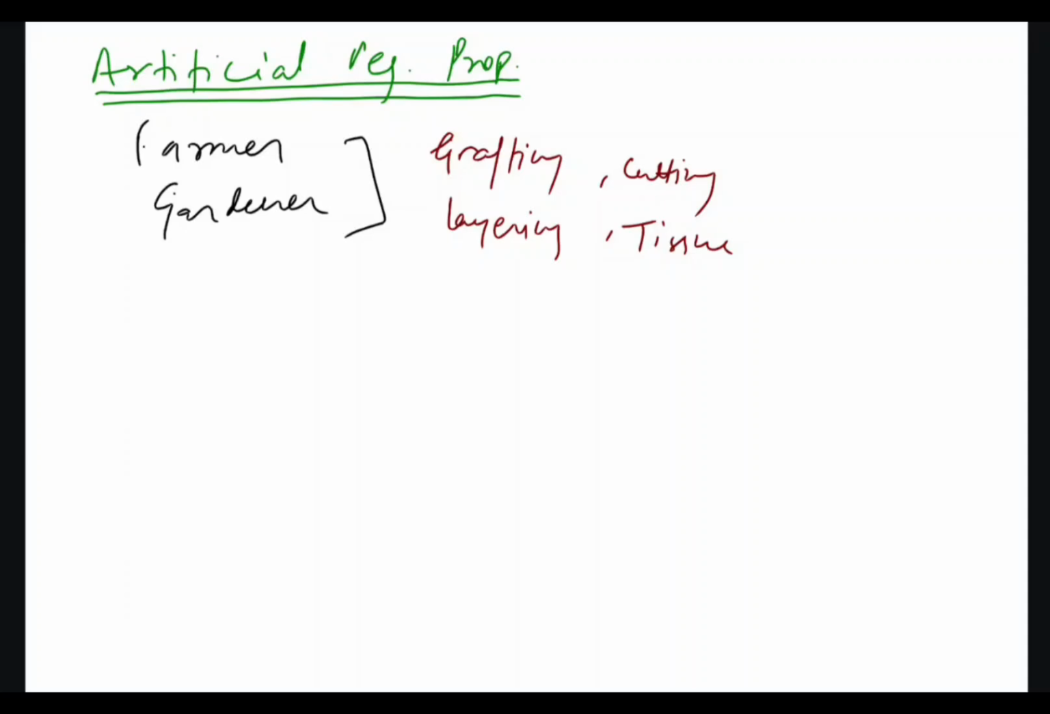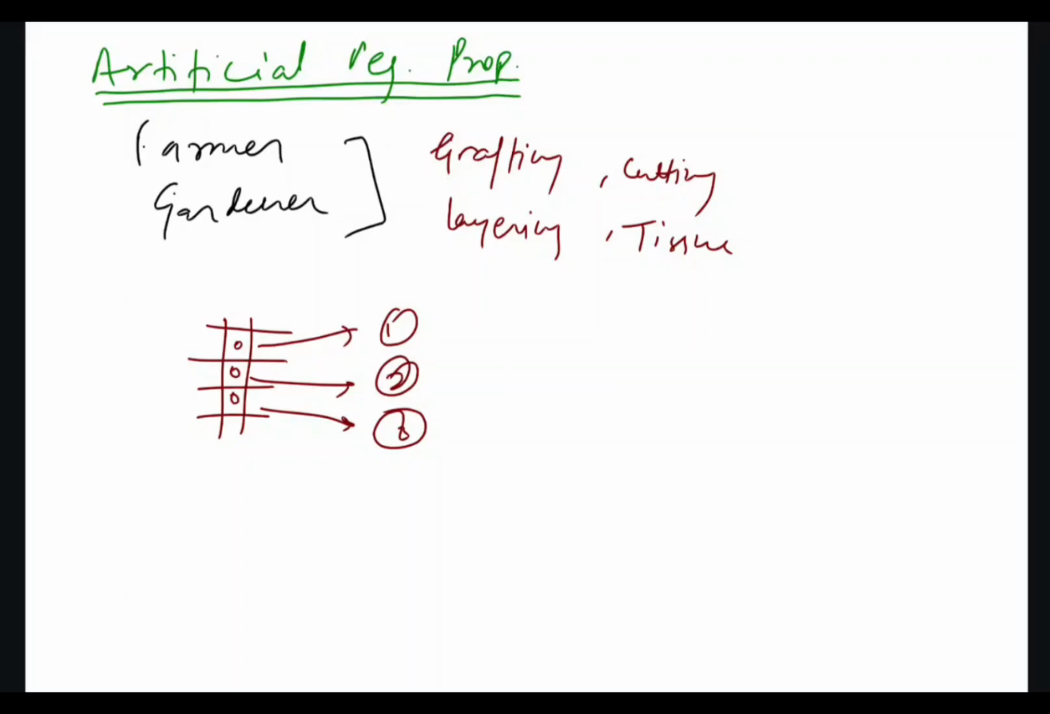Cutting is a very simple method. A piece of parent plant stem with nodes is cut and the internodes are placed in the moist soil, right? For example, here is a plant and it has few nodes. Now these nodes will be cut, right? And it will be sown. It will grow into plant 1, plant 2 and plant 3. So this is how artificial vegetative propagation takes place. This grows into a new plant.